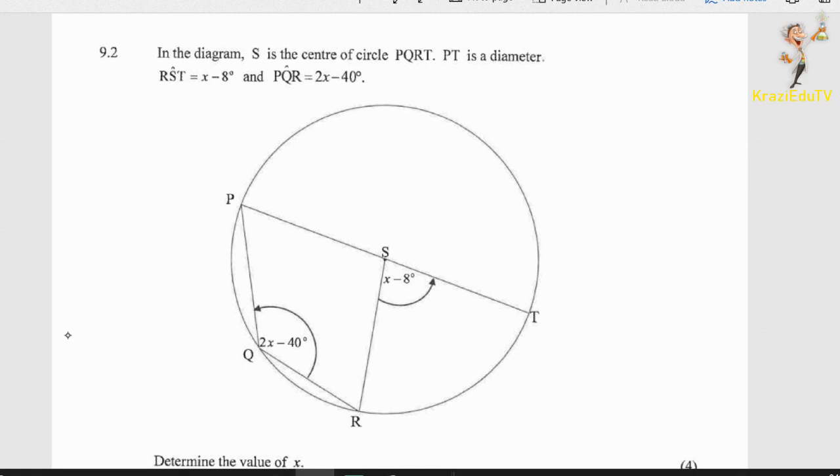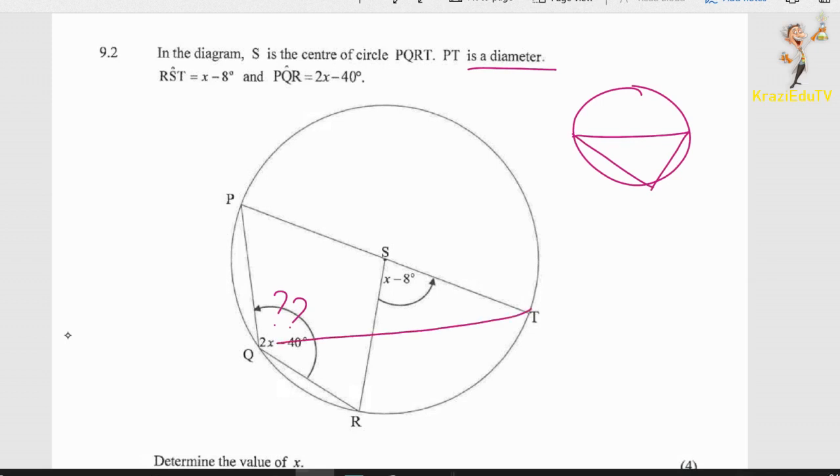In the diagram, S is the center of the circle, PQRT, PT is a diameter. I'm looking at that word: PT is a diameter. What comes to my mind quickly is the angle in a semicircle. Does that exist here? Unfortunately not. Please don't make the mistake of saying this is 90. It is not. For that to be 90, this must come that way, and unfortunately we do not have that, so we don't have 90 degrees.